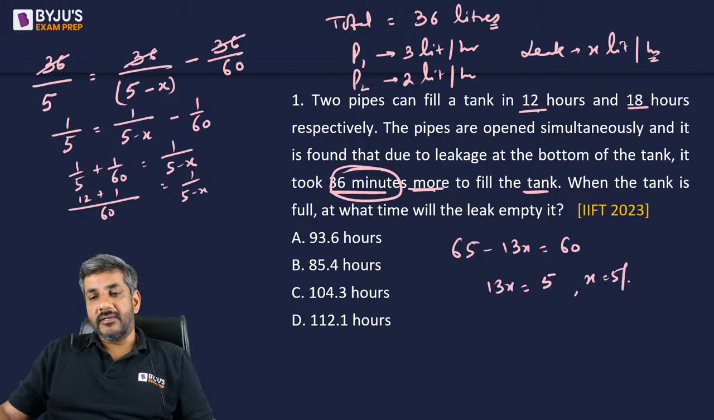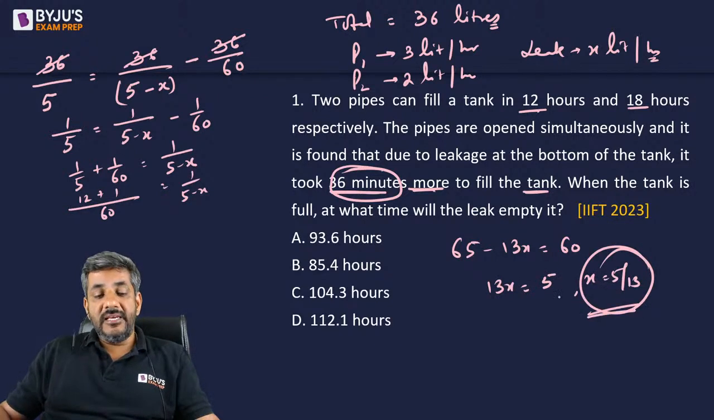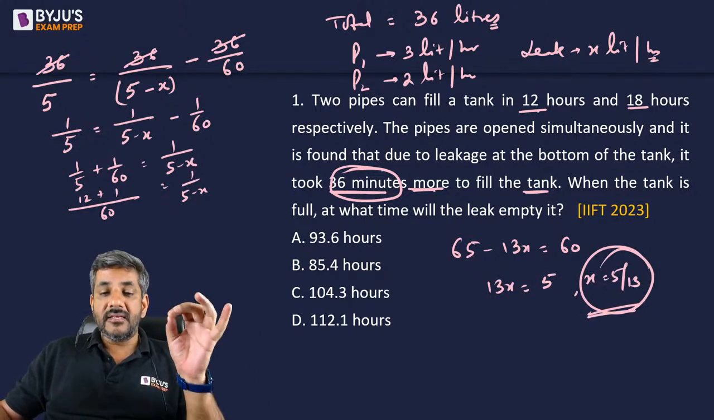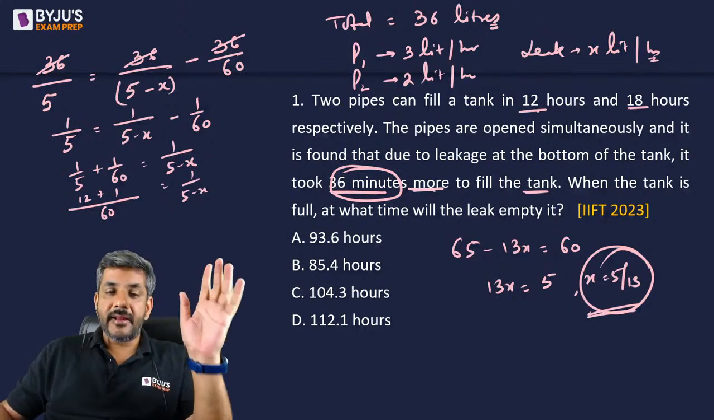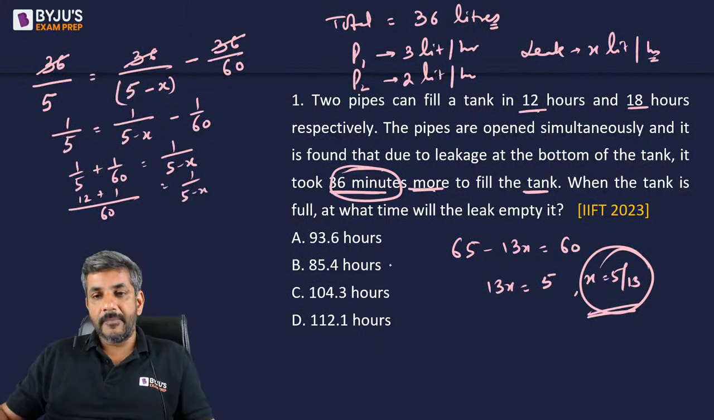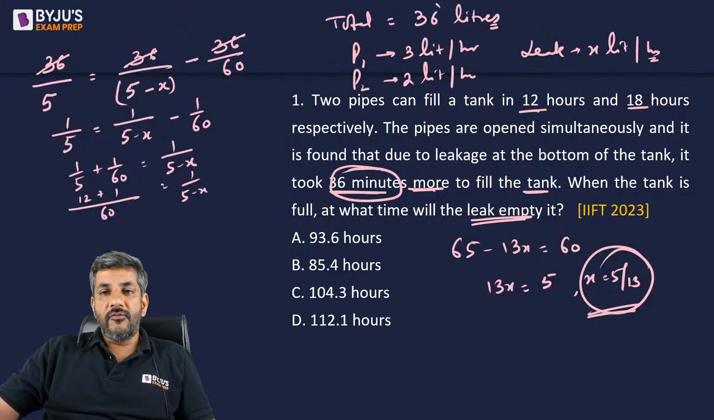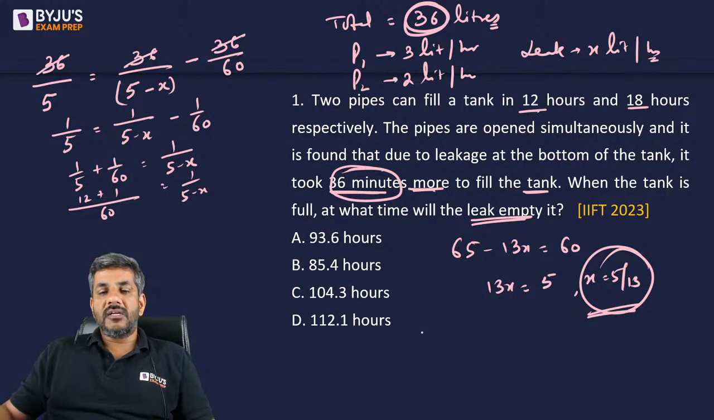x is 5 by 13. So basically the leak can take out 5 by 13 liters in every hour. Question is, if the tank is full, at what time the leak would empty it? The full tank is 36 liters. So in what time the leak would empty it?